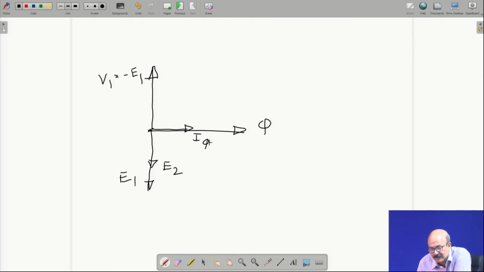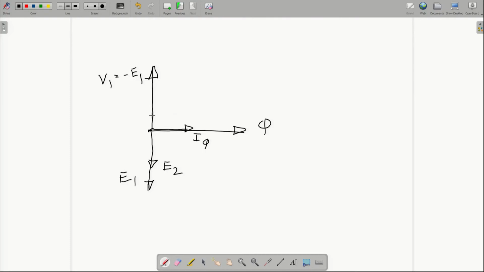The main component of the current is lagging by 90 degrees. And then you have a small in-phase component, which is accounting for hysteresis loss, IH, and then putting this together, you have now I1 that was flowing. So this is your phasor diagram.